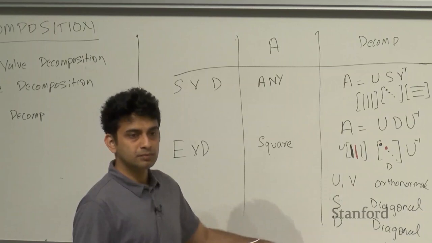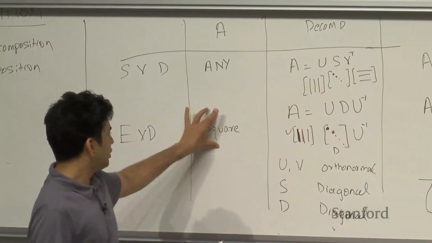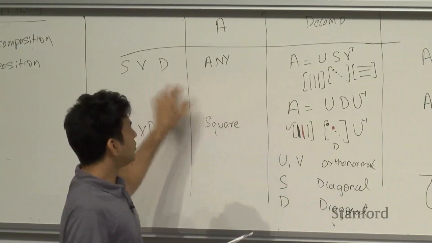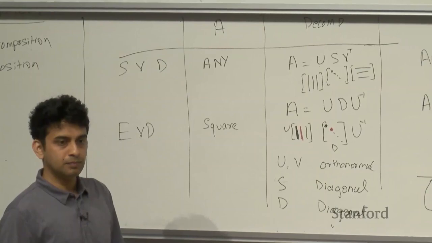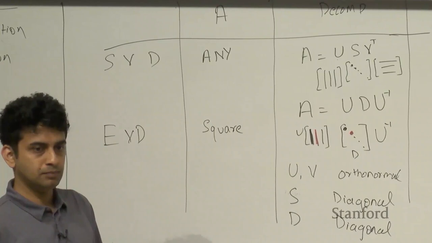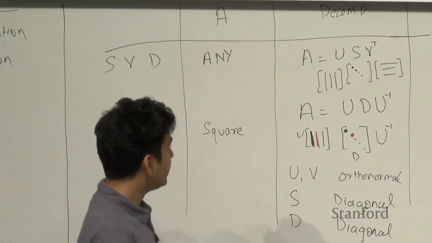Are S and D both diagonal matrices with eigenvalues? In the eigenvalue decomposition, the D matrix is diagonal with eigenvalues. In the singular value decomposition, the S is a diagonal matrix with what are called singular values, not the eigenvalues. Eigenvalues are only defined for square matrices. So the eigenvalue decomposition is a stronger case. When D happens to be U inverse transpose, that is when the singular value decomposition and the eigenvalue decomposition are equal. I'm coming to that. So this is just the way you can break down a matrix into subcomponents.